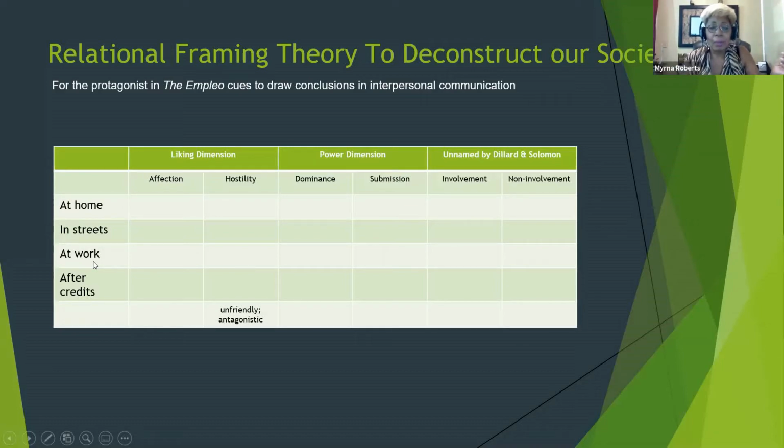So now we're ready to deconstruct the employee as our sample society. And we're using the categories that the epistemology of the relational framing theory gave. That's the relational framing theory. That's where I got those columns from, those 2 little paragraphs.